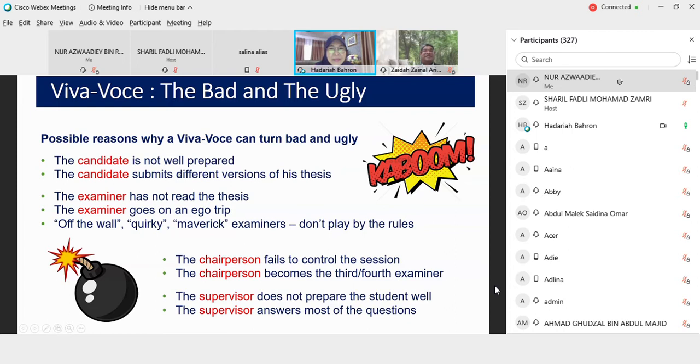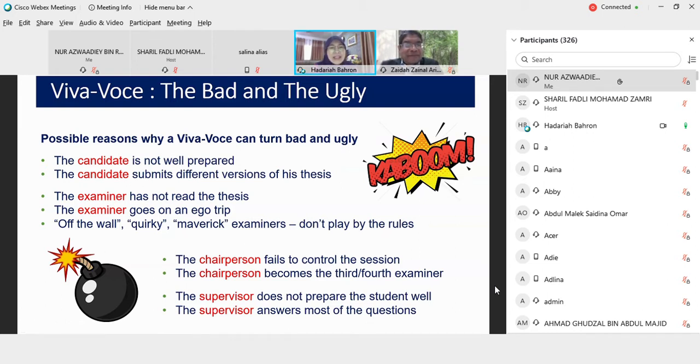What about the bad and the ugly Viva-Voce? There are many possible reasons why a Viva-Voce can turn bad and ugly. It can be caused by any of the people in that session. The candidate may not be well prepared. That will make a very bad Viva-Voce. Or the candidate submits different versions of his thesis. Now, this has happened.